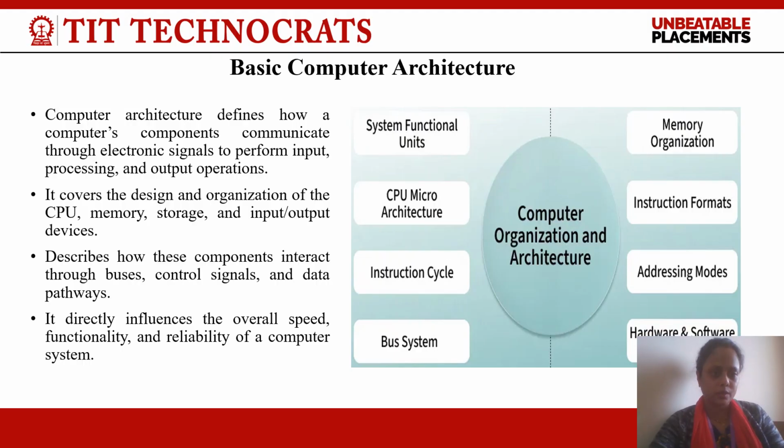Now, basic computer architecture. Computer architecture defines how a computer's components communicate through electronic signals to perform input, processing, and output operations. It covers the design and organization of the CPU, memory, storage, and input-output devices. It describes how these components interact through buses, control signals, and data pathways. It directly influences the overall speed, functionality, and reliability of a computer system.